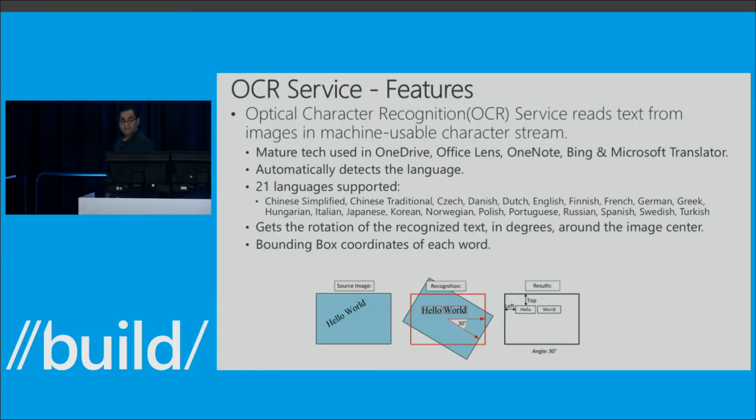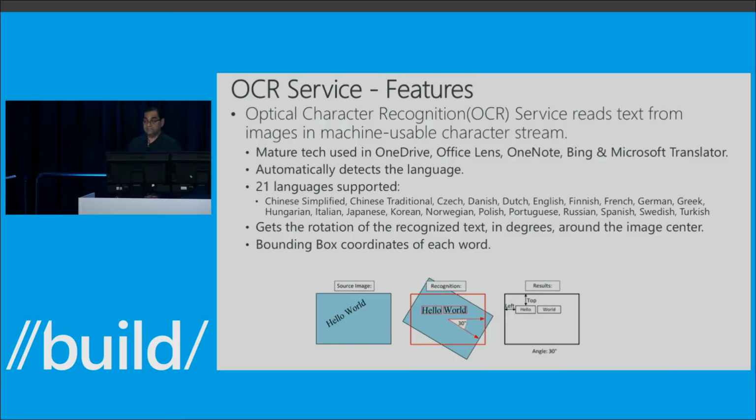So OCR, one thing about OCR is it's a very mature technology. It's being used across Microsoft in many products: OneDrive, Office Lens, OneNote, Bing, and Microsoft Translator. There are 2 new things in this service. One is that this is the first time we have automatically detecting a language. It's very expensive to have 21 libraries on your machine. So here it's all in the cloud, so it's very easy to have the automatic detection service available.